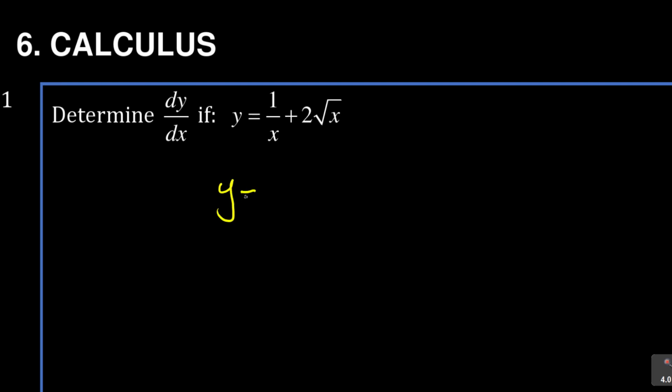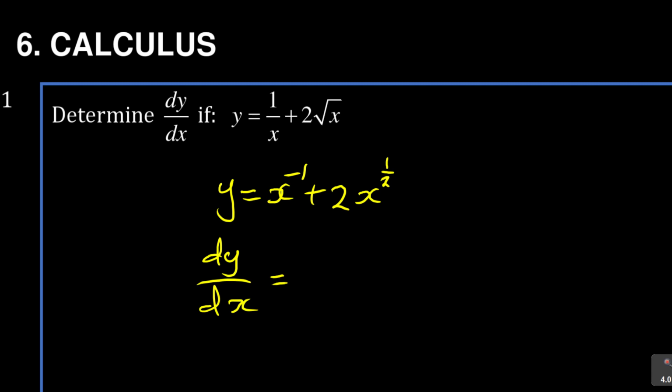So y then becomes, remember 1 over x is what? It's x to the negative 1. Always remember that one. And then plus, what about square root of x? Square root of x is 2x to the half. See, now let's apply our calculus. What is dy over dx?